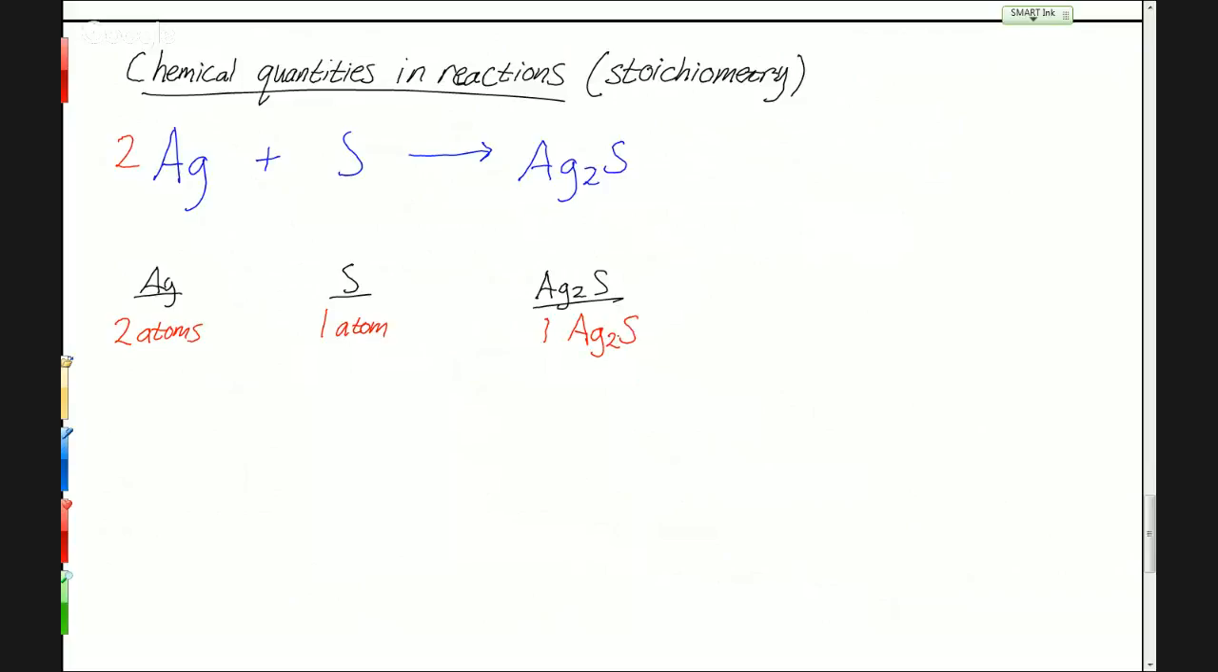Because we're looking at the coefficients in the equation, which we didn't write those in, but they're actually 1. So we just copy those directly. 2 of those reacts with 1 of those to make 1 of those. And then this works with moles also. So if instead we had 2 moles of this, we could say, well, then we need 1 mole of this, and we make 1 mole of that.